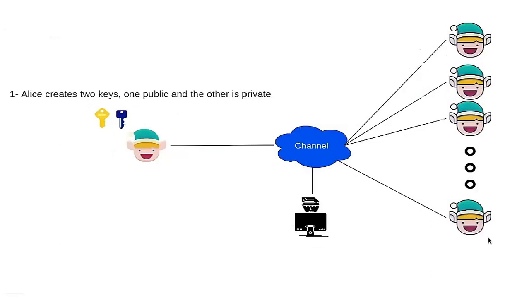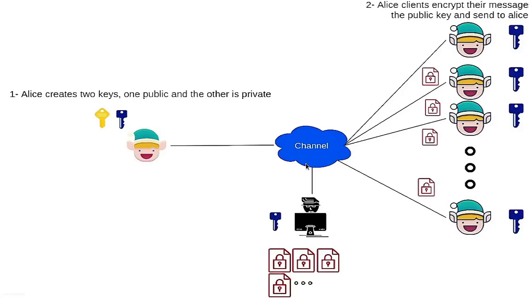The following diagram illustrates the mechanisms of asymmetric cryptography. Alice first generates two keys. The blue is the public key and the yellow is the private key. She sends the public key to everyone. Alice's clients encrypt their messages with the public key and send all of those encrypted messages to Alice. Keep in mind that the hacker right here has access to all of the encrypted messages and the public key.